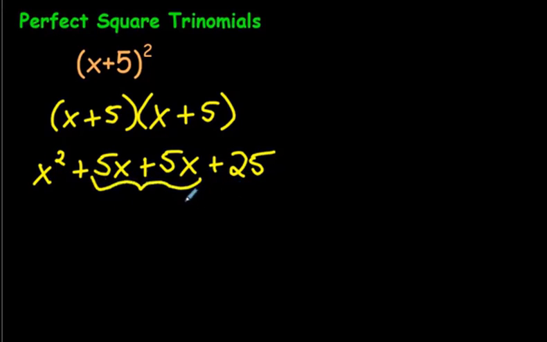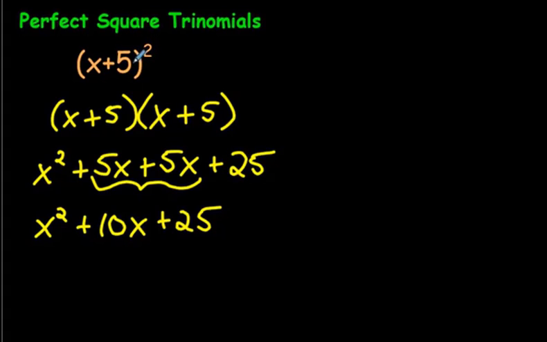These two things here are called like terms. We're going to put those together, and we're going to get x squared plus 10x plus 25. And here we are. We were able to get this. This is a trinomial, and we were able to get this based on what we saw up here by writing it twice.